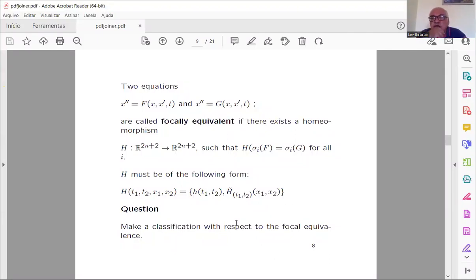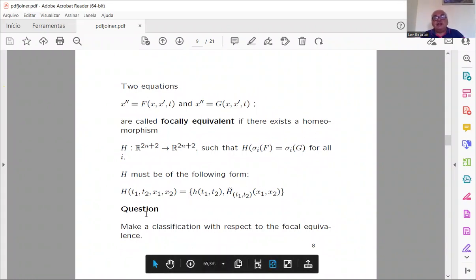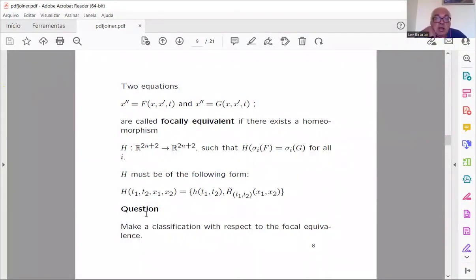And then another requirement for this homeomorphism H is that it should be of the following form. It doesn't mix the time and the space variables, so that it preserves the time variables, and the space variables are just moved according to the time variables. So this is somehow that it preserves the vector structure, if you want. So that H of T1, T2, X1, X2 is of this kind of form. And the question is to make a classification of the differential equations of this form with respect to the focal equivalence.